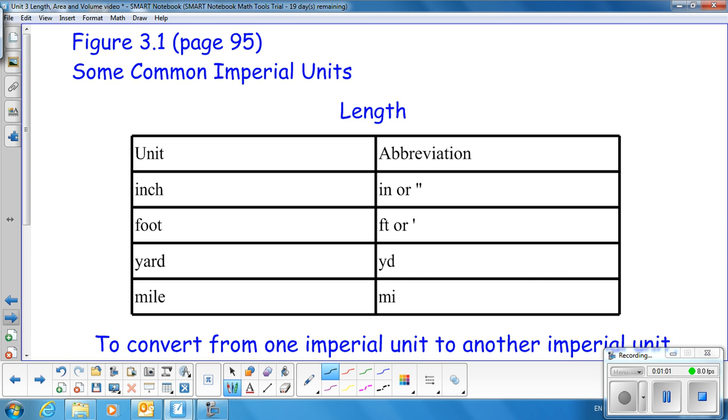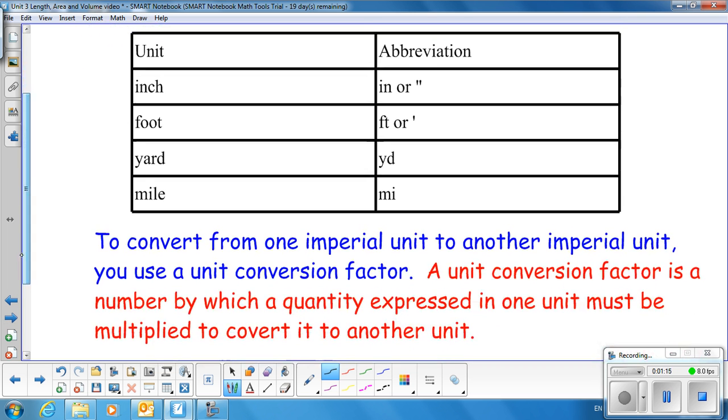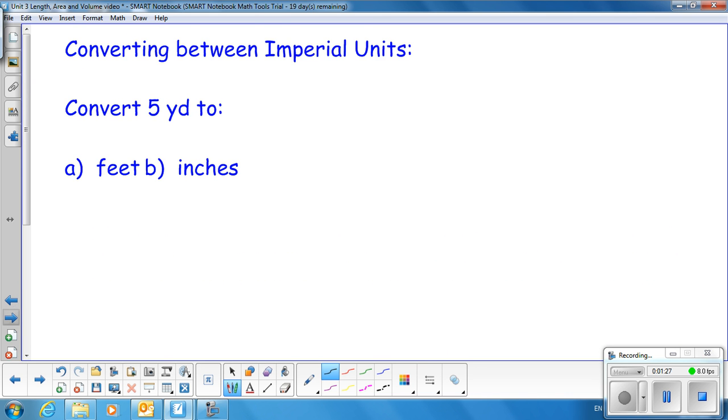Some common imperial units. For length, we have inch, foot, yard, and mile, and you can see the abbreviations for them in the table. To convert from one imperial unit to another imperial unit, we use a unit conversion factor. A unit conversion factor is a number by which a quantity expressed in one unit must be multiplied to convert it to another unit. So let's look at how to do this.